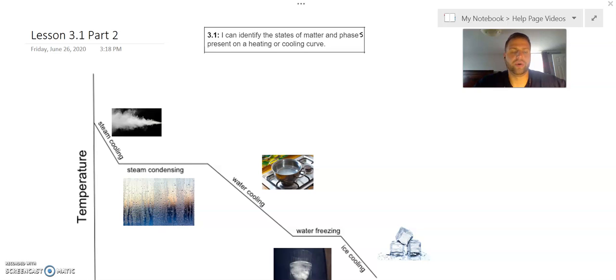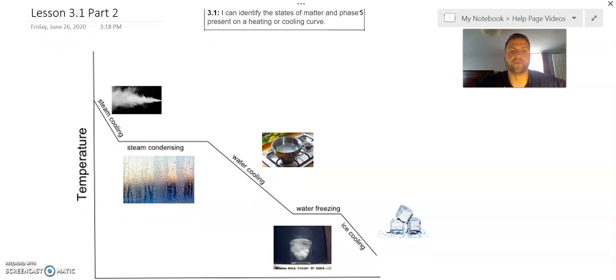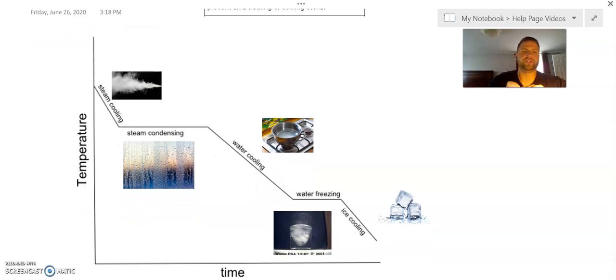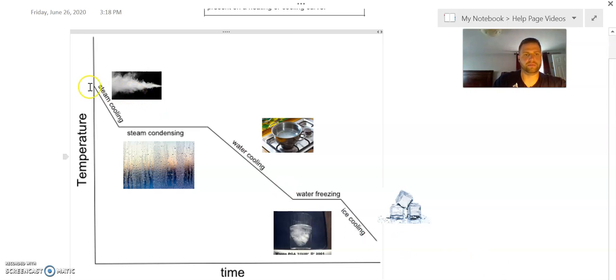So when I look at a cooling curve, I actually think of a heating curve, because a cooling curve is simply a heating curve in reverse. Notice that the features are very similar. We have these upwards or downward sloping lines. We have these flat parts, and it really truly looks like the same thing in reverse.